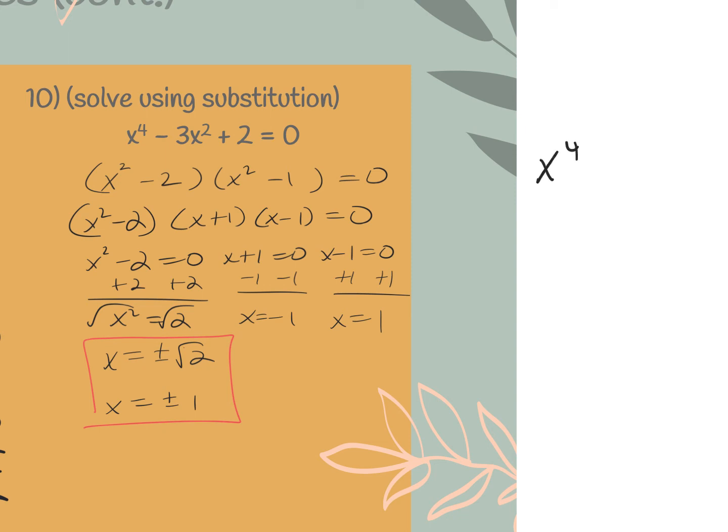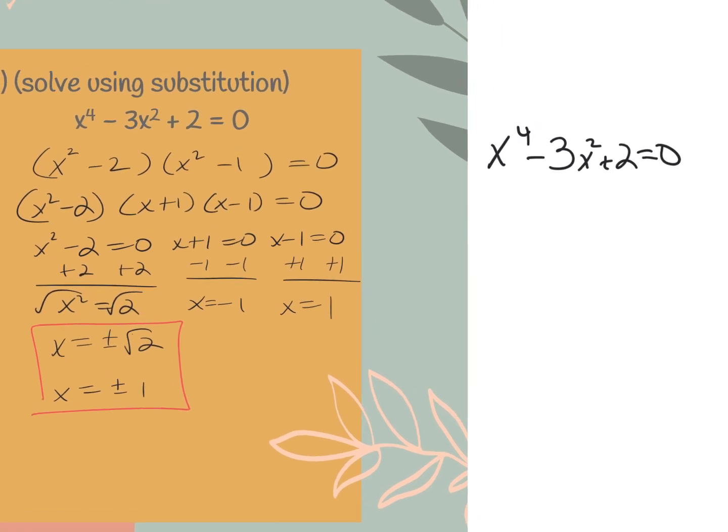x to the 4th minus 3x squared plus 2 equals 0. So what I'm going to do here is use what's called u substitution. Really, you can use whatever letter you want. So I'm going to set u equal to this middle term's variable. So u is going to equal x squared.